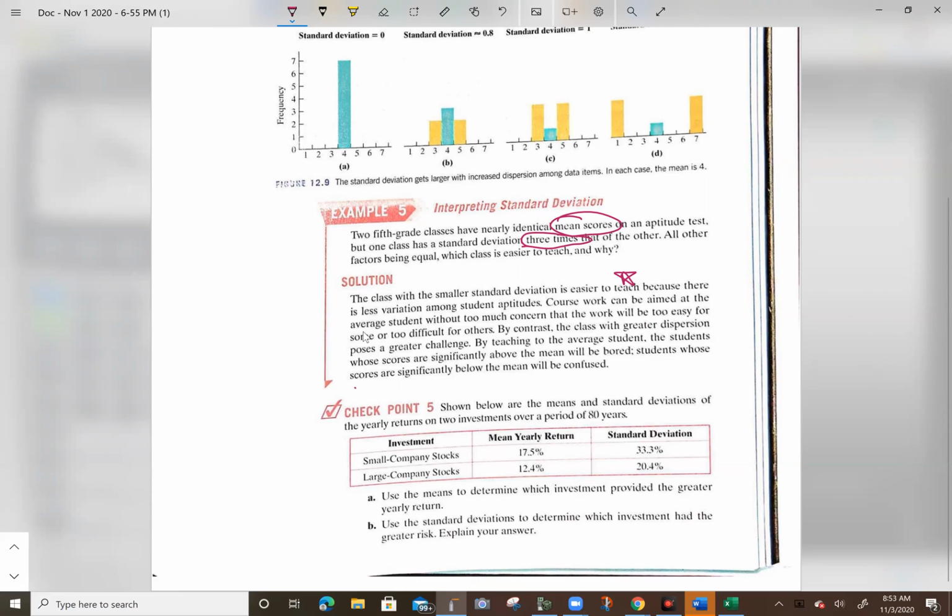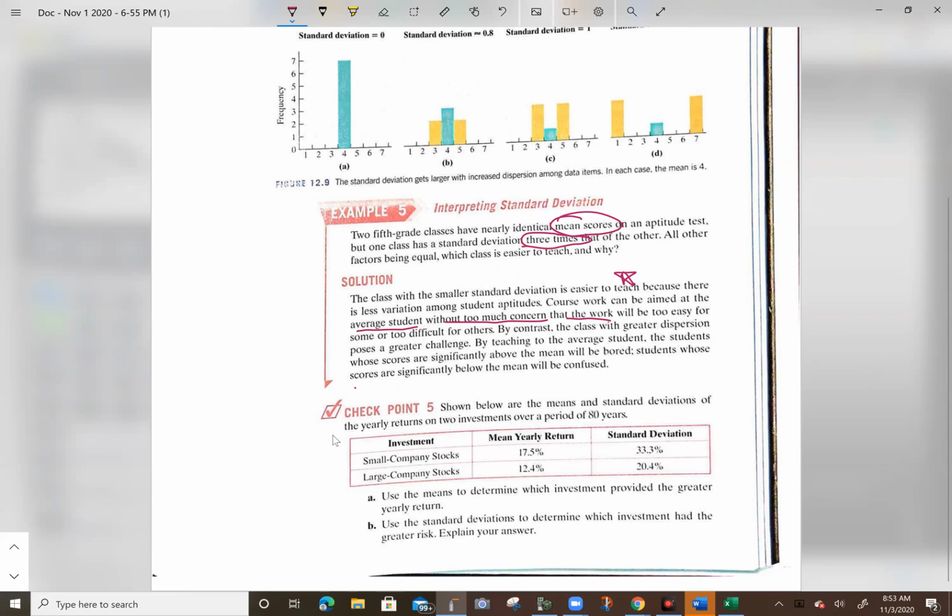Coursework can be aimed at the average student without too much concern that their work will be too easy or too difficult, right? By contrast, the class with greater dispersion poses a greater challenge. By teaching to the average student, the student whose scores are significantly above the mean will be bored. Students whose scores are significantly below the mean will be confused, okay?